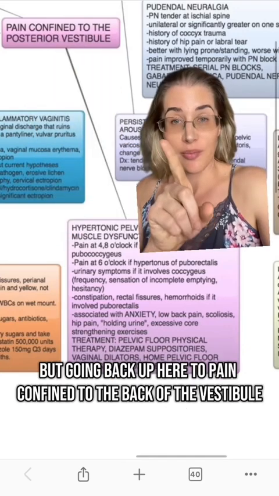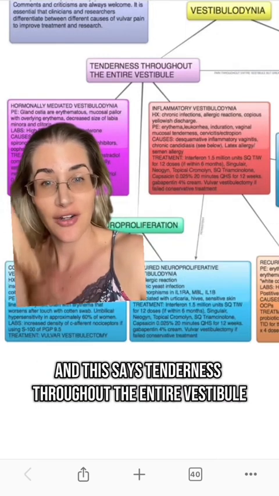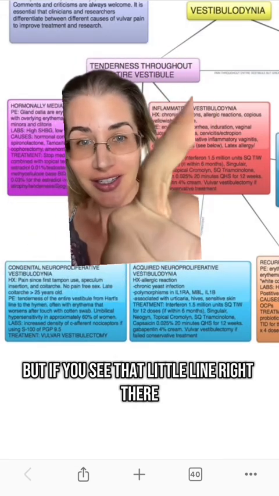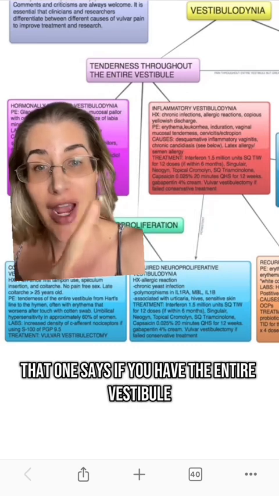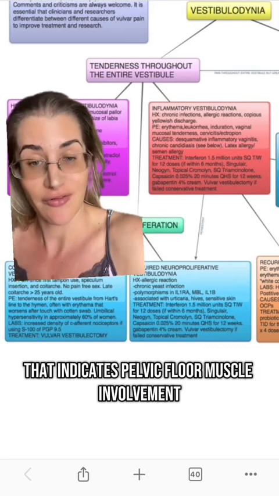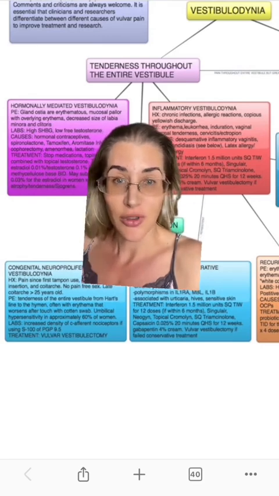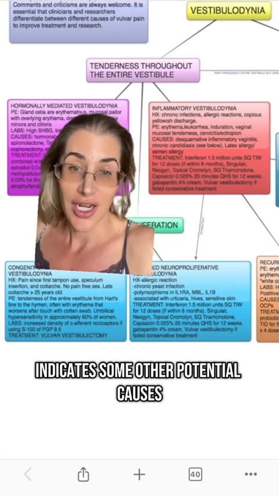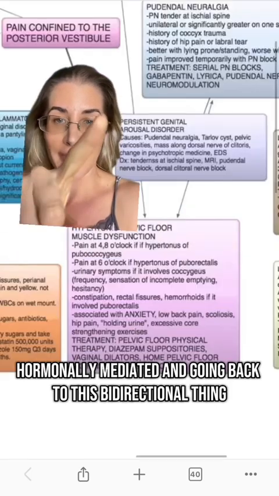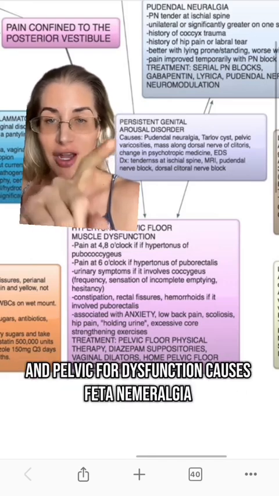But going back up here to pain confined to the back of the vestibule, this is the other half of this graphic, and this says tenderness throughout the entire vestibule. But if you see that little line right there, that one says if you have pain in the entire vestibule, but you have the worst pain at the back, that indicates pelvic floor muscle involvement. Because otherwise, having equal pain throughout, like provoked vestibulodynia, indicates some other potential causes: neuroproliferation, inflammatory, hormonally mediated. And going back to this bidirectional thing, PN causes PFD and pelvic floor dysfunction causes pudendal neuralgia.